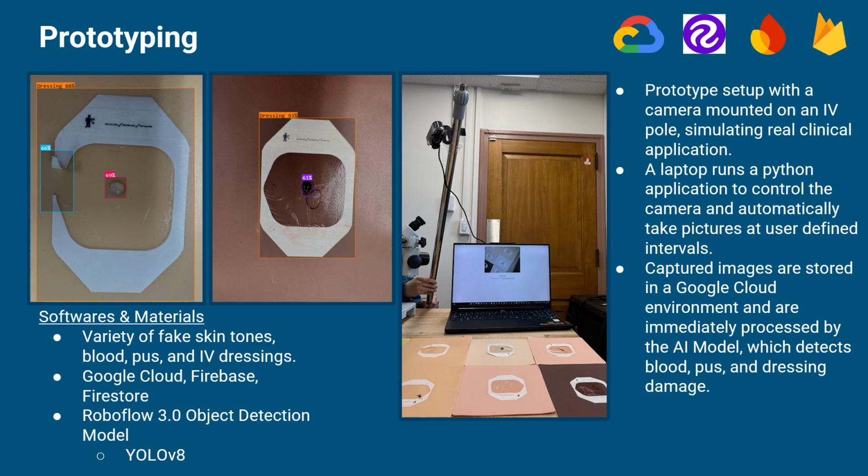Our prototype works by attaching a camera directly onto an IV pole or a bedside frame. A laptop replaces an embedded system for our prototype and runs a Python program which triggers the camera to take a picture at a set interval of time. These pictures are then uploaded to a Google Cloud environment where a Firestore function is set up to automatically run the uploaded images through our model's API and return what results were detected.